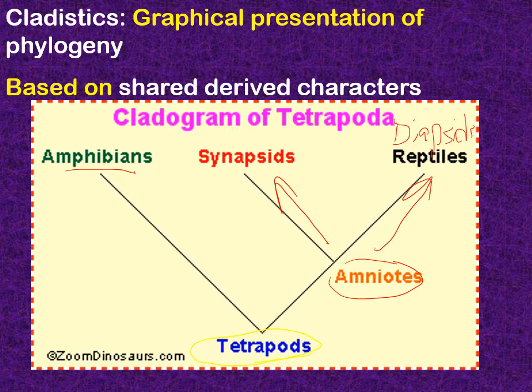Okay, and this isn't just based on general similarity, it's based on their evolution. So it's based on what we call shared derived characters. So characteristics that they share that they got from a common ancestor. So in this case with amniotes, it's amniotic fluid in the amniotic egg.